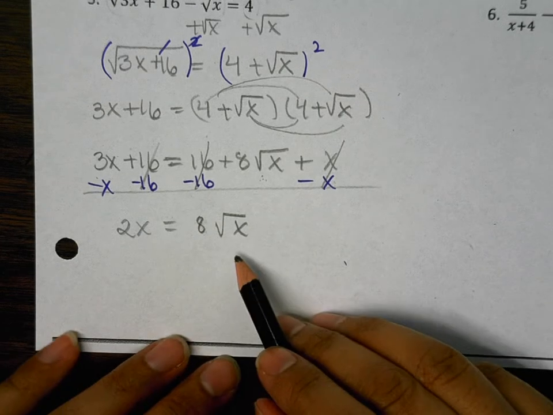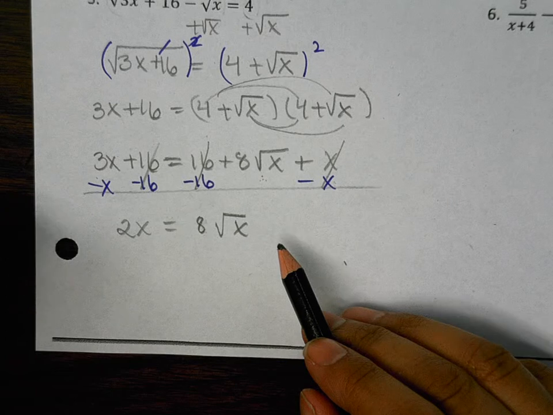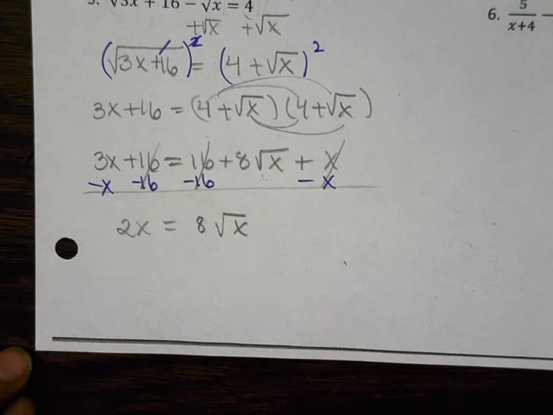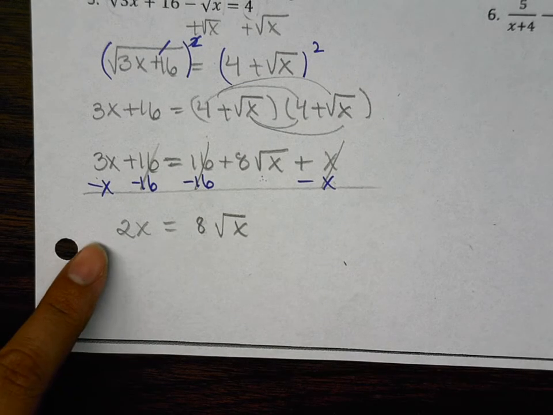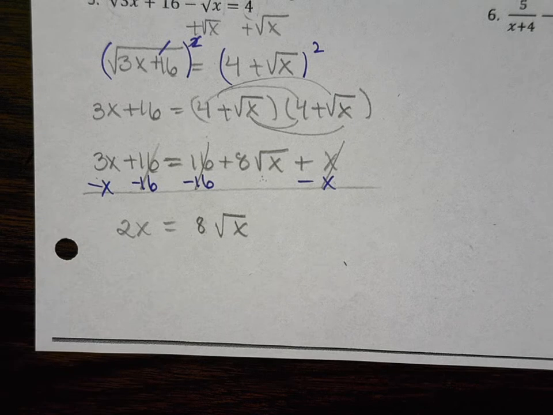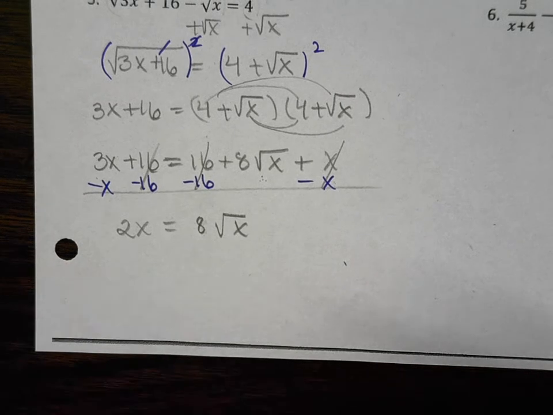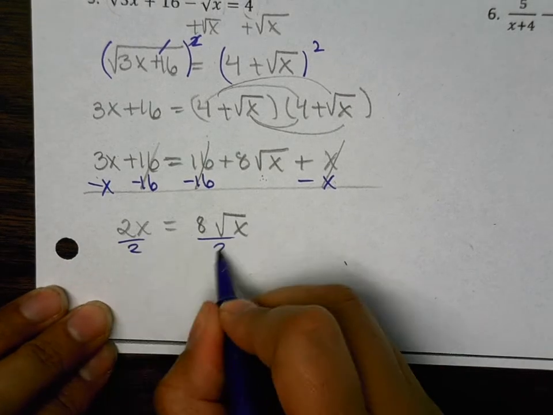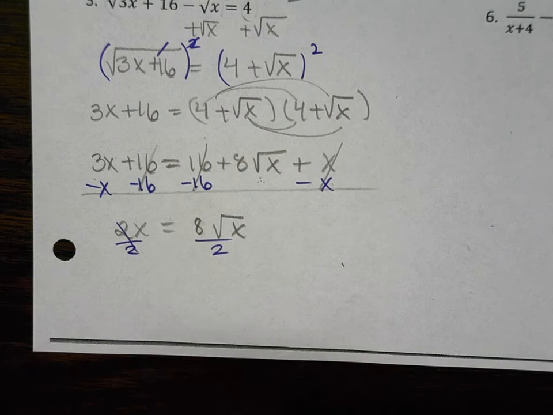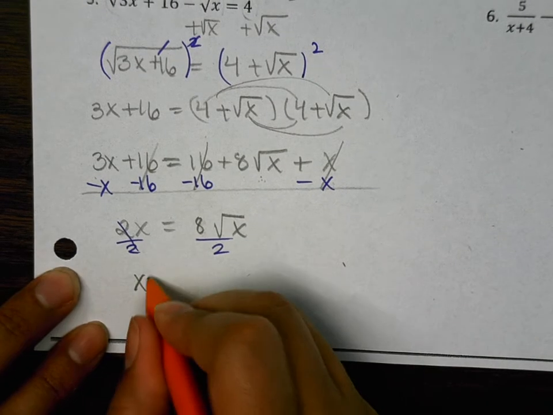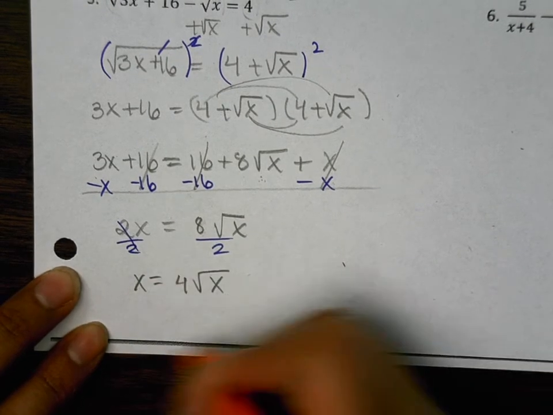Now, the reason why I'm pointing this one out is because I have kids that get here and they're kind of stuck. I still have a radical, so what do I do? Square. Say, okay, we could divide by 8 first. Is it going to go in evenly? Could we divide the 2? You guys want to get rid of the 2 at least? Again, not necessary, but it does make it a little easier. So x equals 4 root x.